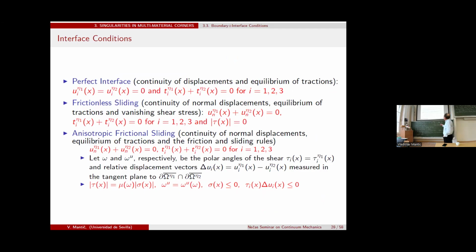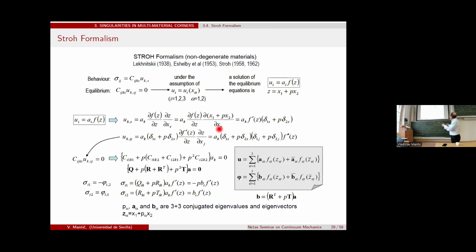For interface condition, we consider either perfect bonding between the wedges, so we have continuity of displacement and equilibrium of traction, or we consider frictional sliding. So we have continuity of normal displacement and equilibrium of traction, or anisotropic frictional sliding where we have continuity of normal displacement, equilibrium of tractions, and we have Coulomb friction law, we have compressibility equation, we have some sliding law, and also dissipation condition for this.